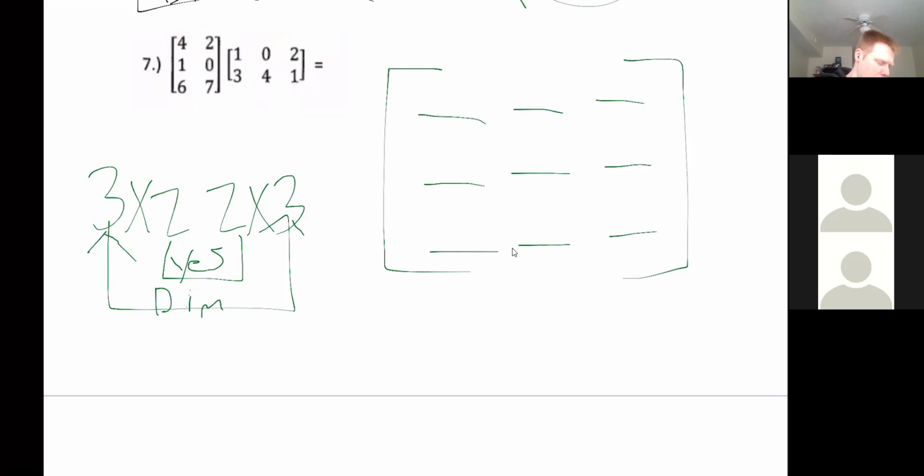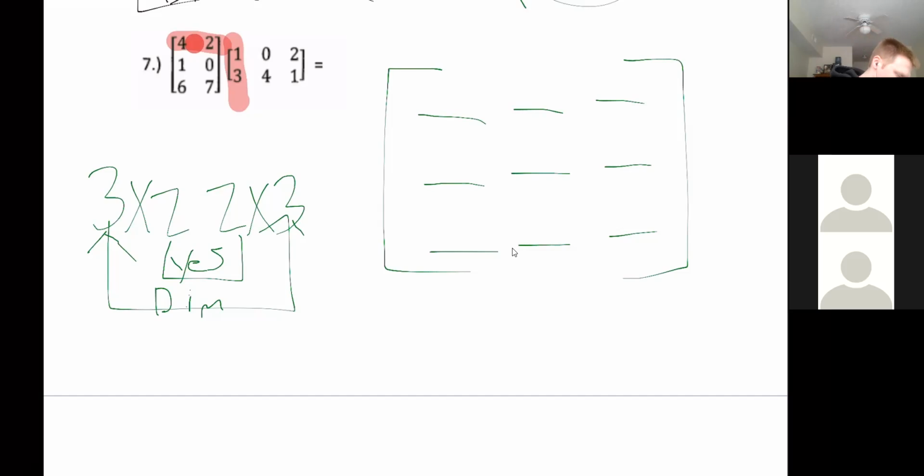I don't know if you guys have a calculator handy or if you're just using your phone, but we're going to start with the first row. And we're going to look at the first column. Let's just put this in our calculator. Remember, you take the first number times the first number, so 4 times 1, plus the second number times the second number.